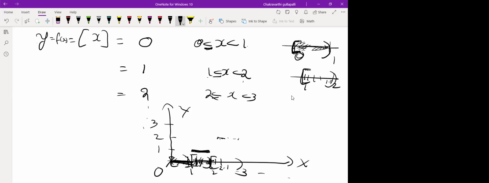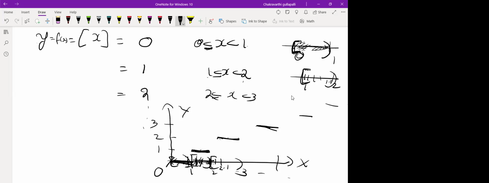So if you plot, you get again this. For 3 to 4, you get like this. So you always get the values in steps. Now you understand why it is called a step function, looking like steps. This is the graph of the step function. So what are the breakpoints then?